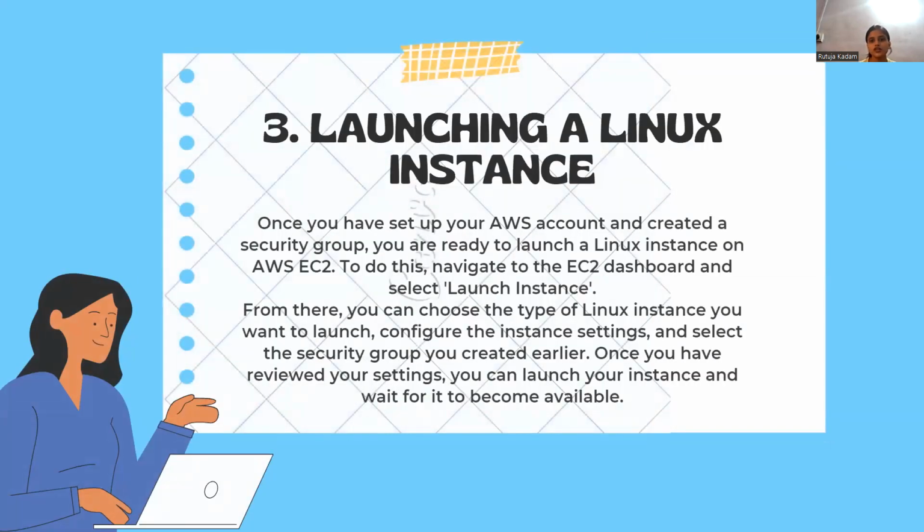Third one is launching a Linux instance. Once you have set up your AWS account and created a security group, you are ready to launch a Linux instance on AWS EC2. To do this, navigate to the EC2 dashboard and select Launch Instance. From there, you can choose the type of Linux instance you want to launch, configure the instance settings, and select the security group you created earlier. Once you have reviewed your settings, you can launch your instance and wait for it to become available.